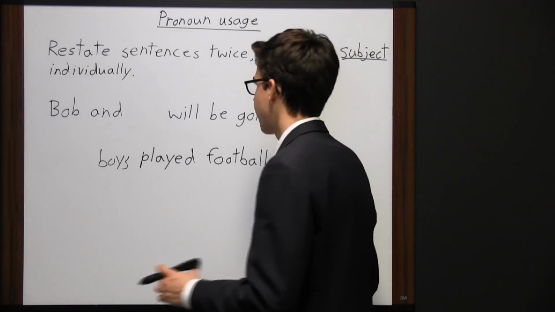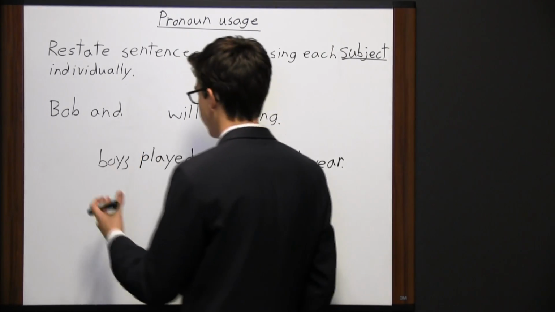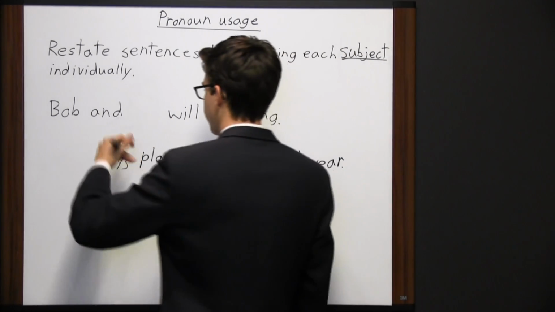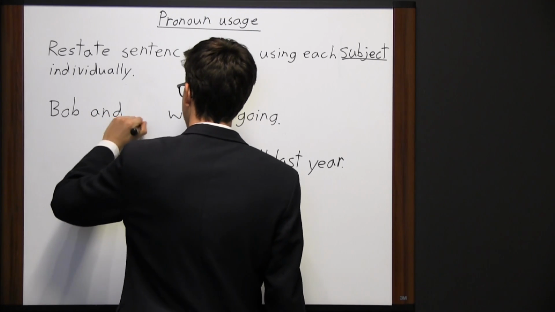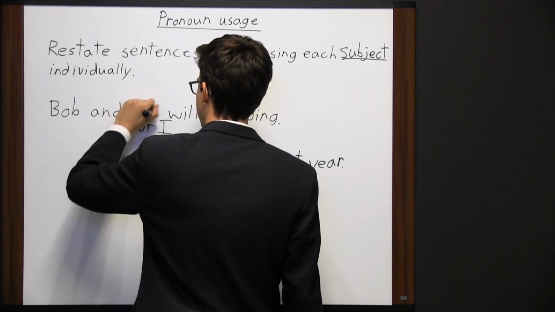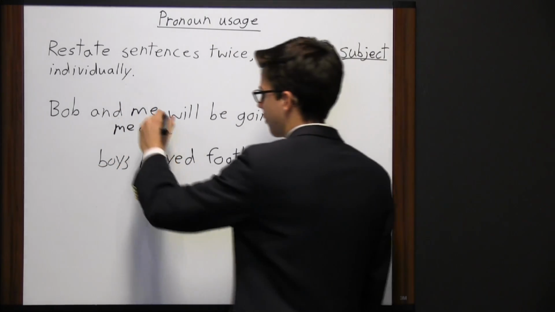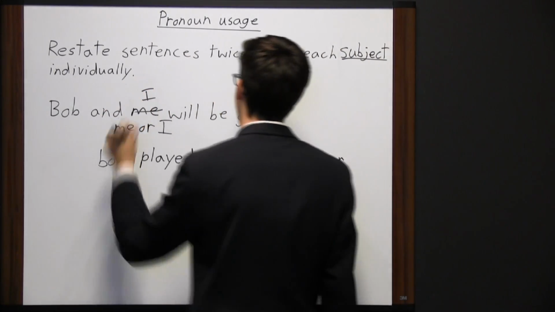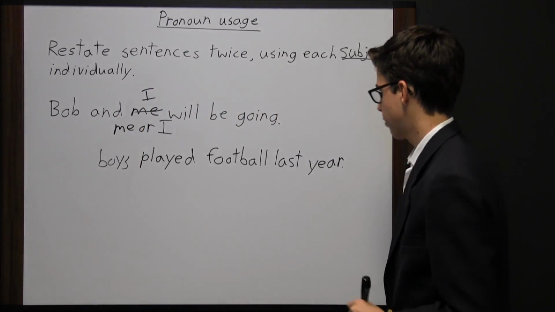So right here, we have "Bob and blank will be going." So we need to figure out the correct pronoun. So it's either going to be me or I. So now we just need to try both. Like "Bob and me will be going." Well, that doesn't sound very good, so let's try I. "Bob and I will be going." So we know that's correct.